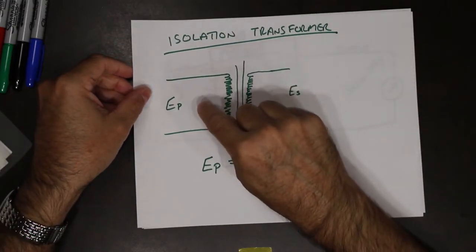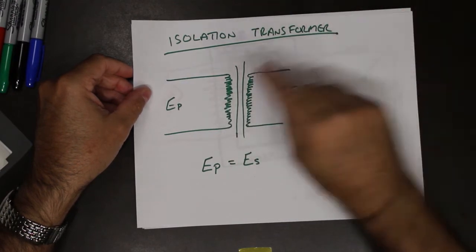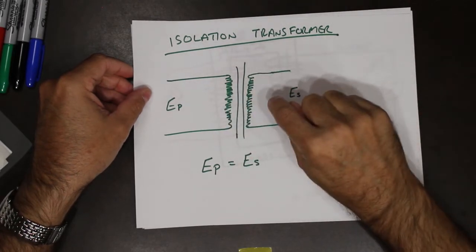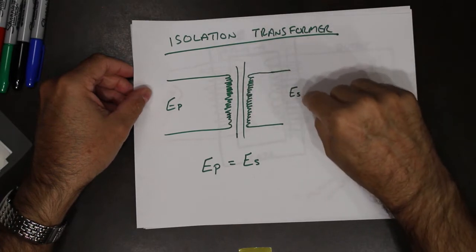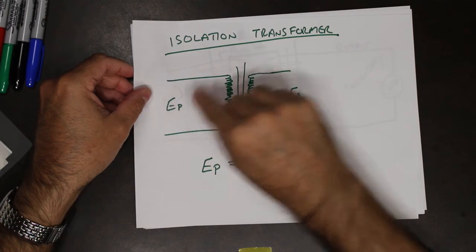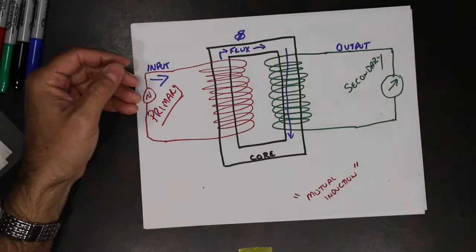So the number of turns on each of those would be the same. So you'd have, as an example, 1,000 turns and 1,000 turns. So therefore the voltage that's spit out on the secondary is the same as the primary, but you gain the electrical isolation.